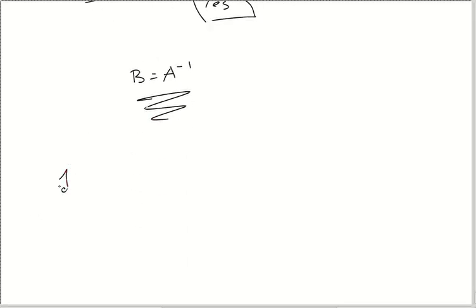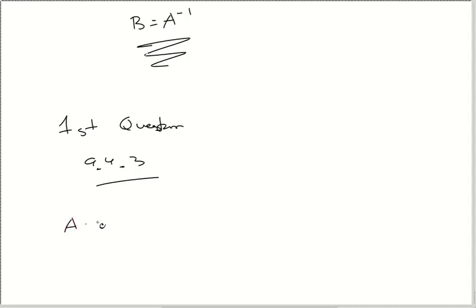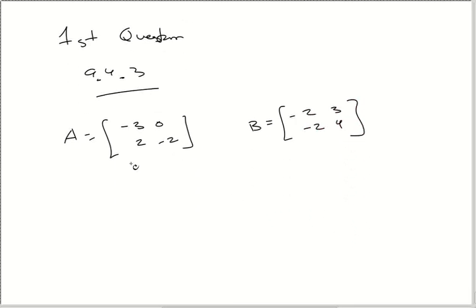Okay, now for the first question on your homework, 9.4.3. Again, this might have been rearranged since the last time I looked. I'm just going off my notes here. They give -2, 3, -2, 4, and they want the same thing. They say find A times B, find B times A, and then are they inverses?